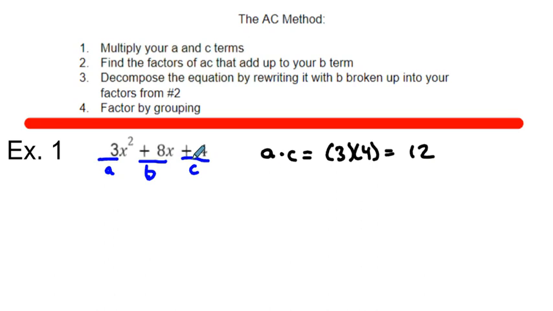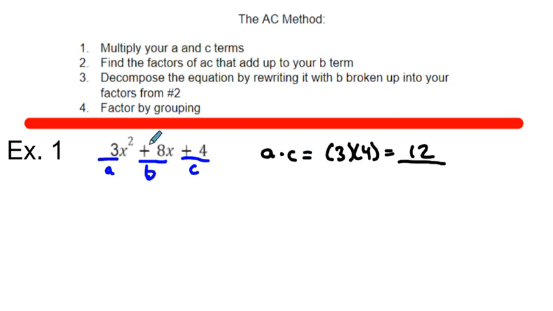And we're used to multiplying whatever this is times 1, so now we can see that that kind of changes things. So my AC is 12. If you remember, the first step was to multiply your A and C terms. Our second step is to find the factors of AC that add up to your B term. Well, my B is positive 8, so I want to find a pair of factors of 12 that will add up to 8.